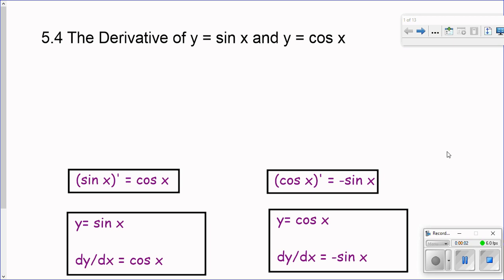Welcome again, guys and girls, to chapter 5.4, the derivative of some basic trig functions. For this first lesson out of the textbook, y equals sine x and y equals cosine x. Lots to talk about with trigonometry, and I know typically a lot of students have varying challenges and varying experiences with trigonometry.